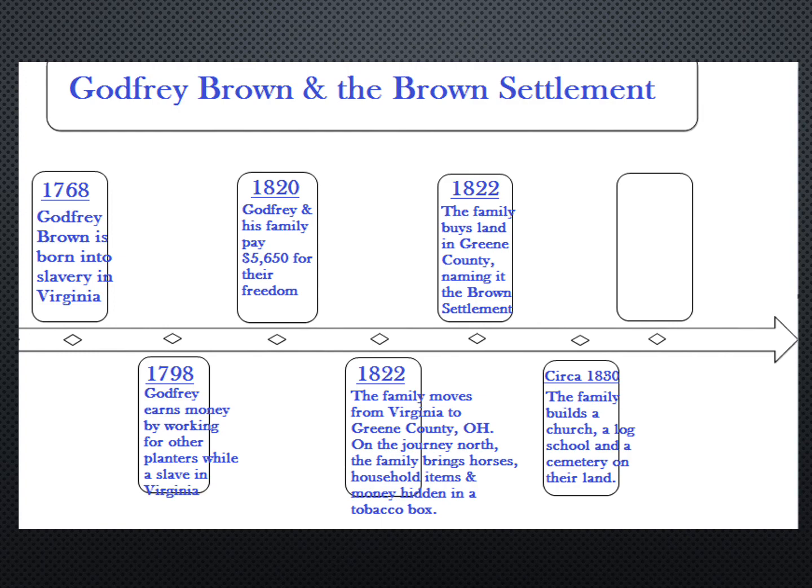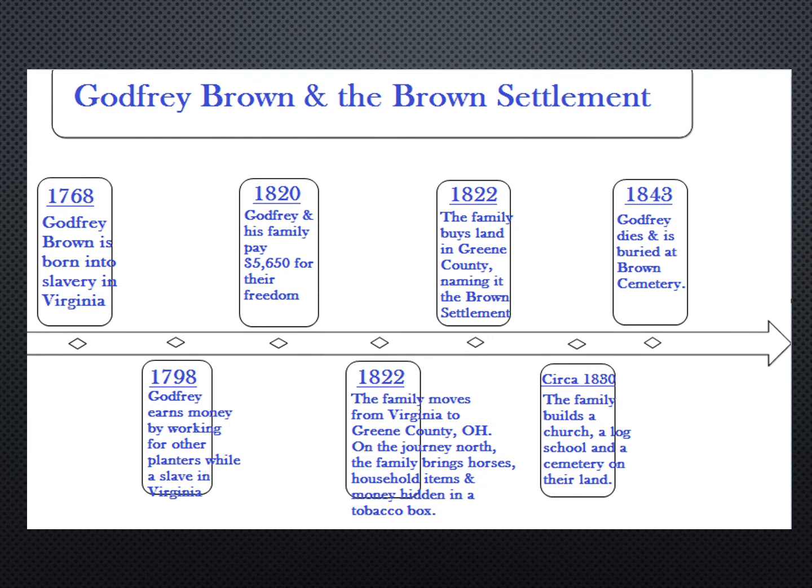So what's the last date that we're going to put on our timeline? The last date is 1843. And in 1843, Godfrey Brown died, and he was buried at Brown Cemetery, in their family's plot. So Godfrey Brown was how old when he died? He was 75 years old. So Godfrey Brown lived roughly 23 years as a freed man. And 75 years old is a pretty good age, especially in the mid-1800s. So he lived a decent life. And he was pretty well known and very well liked within the community at large.